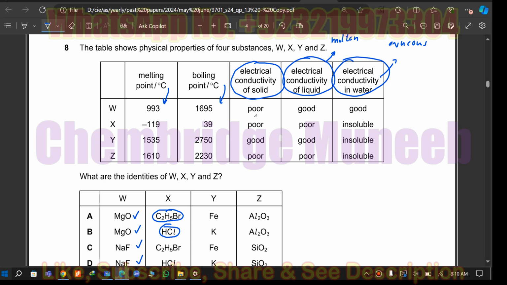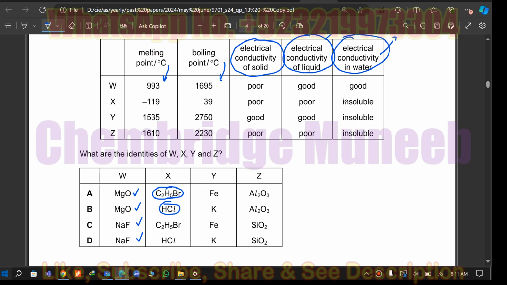Electrical conductivity of solid is poor, liquid is also poor, and in water it is insoluble. So we can see here that both the solid electrical conductivity and liquid conductivity of both these compounds totally agree. However, the last column says that it is insoluble, which means it doesn't dissolve in water. However, we know that HCl can dissolve in water, and because of that it has a good electrical conductivity.